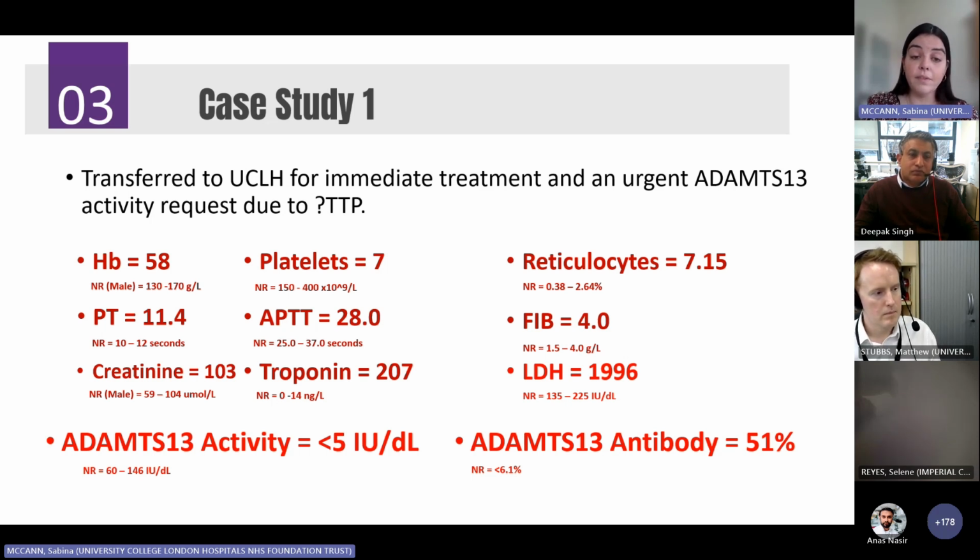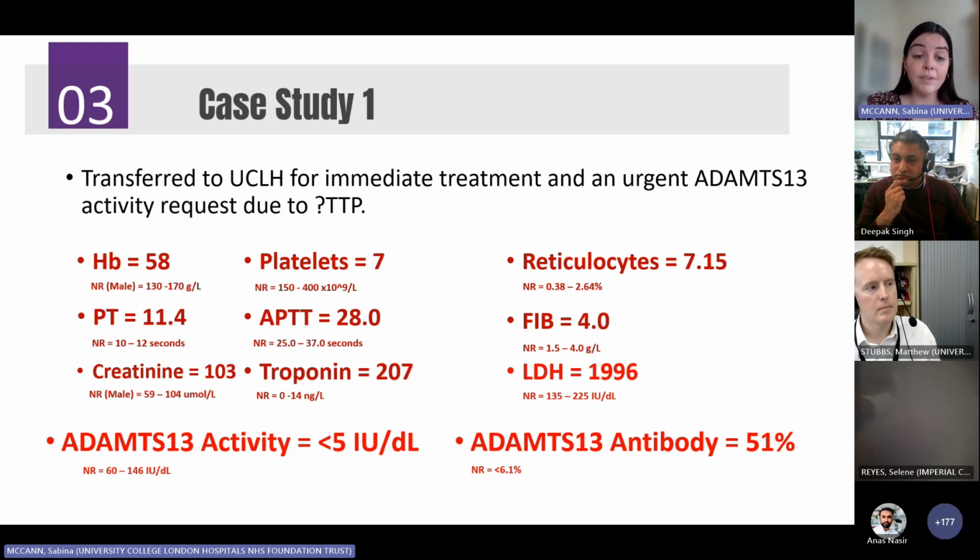The haemoglobin was now 58, a platelet count of 7, reticulocytes slightly increased to 7.15, again a normal clotting screen. The creatinine was 103, troponin had doubled since it was last taken at 207, and most interestingly, the LDH has now been reported as 1,996, which is 9 times the upper level of the normal range.